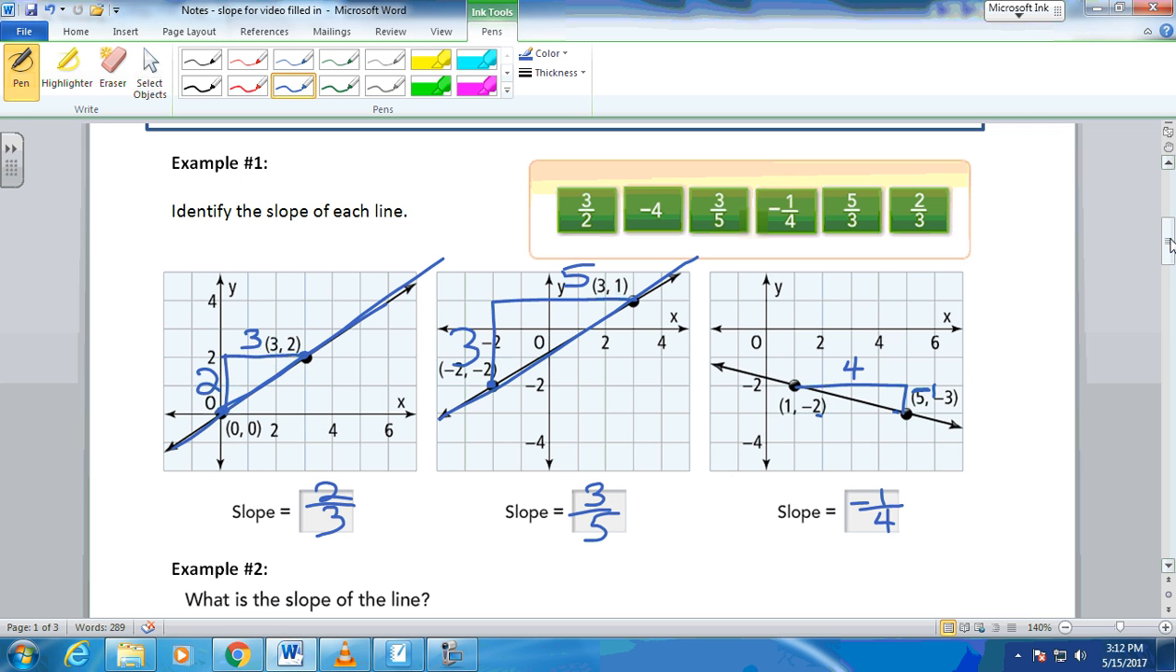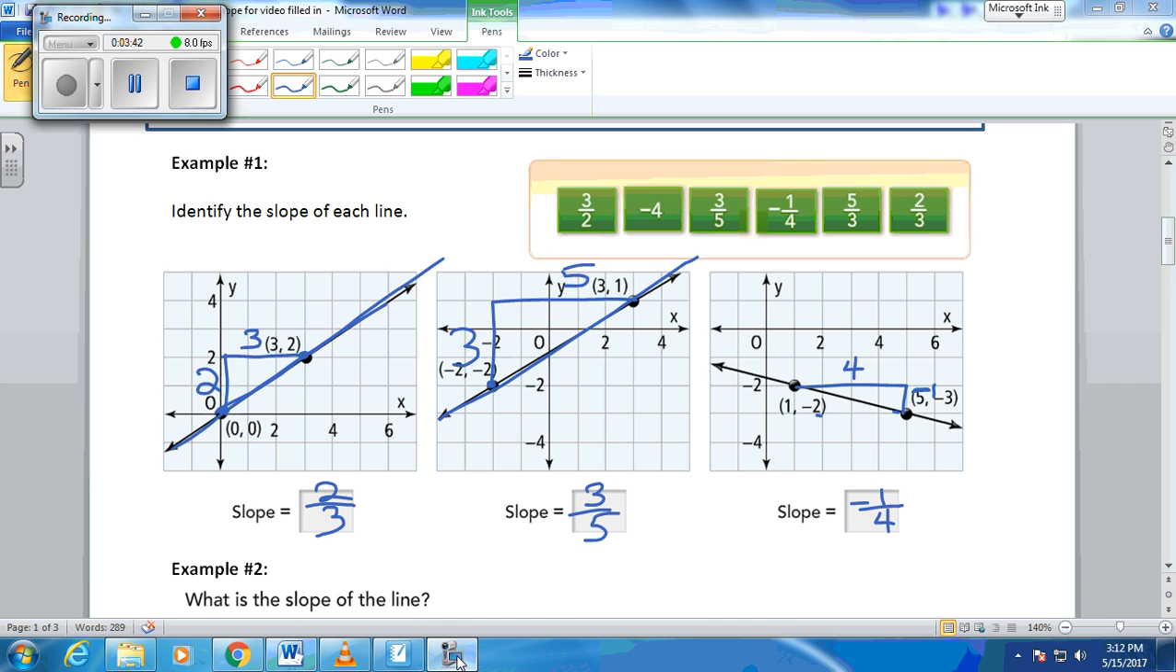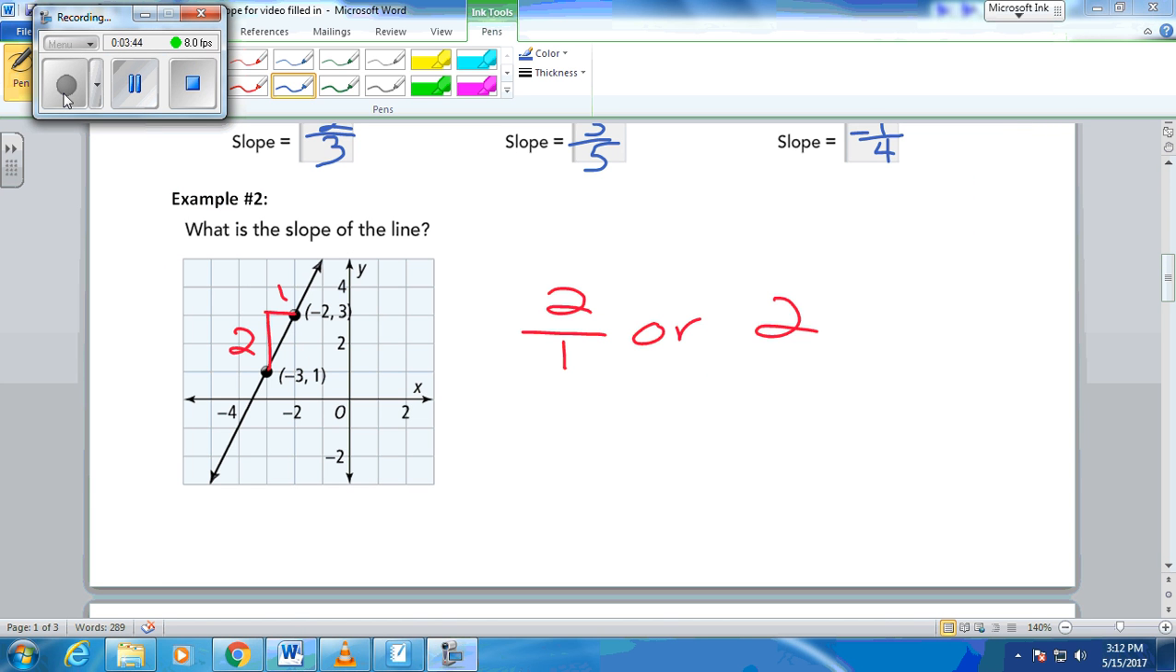If you guys could give number 2 a try. So this one has a slope of 2/1, or we could just say 2. It is okay to reduce it to that one.